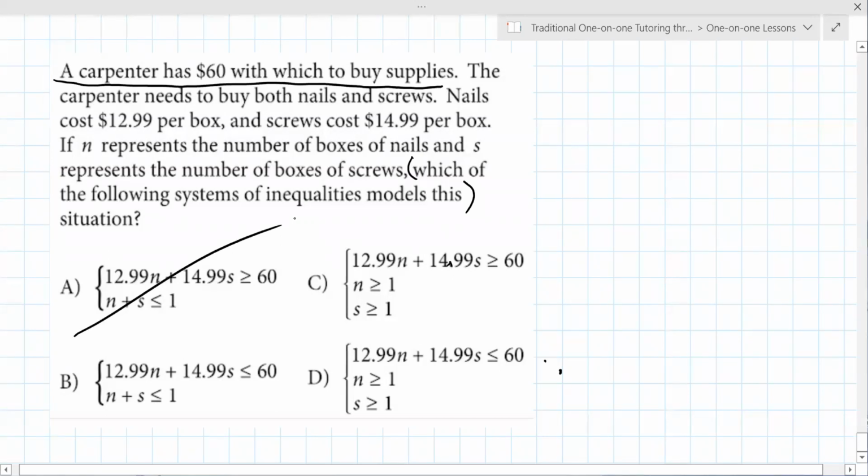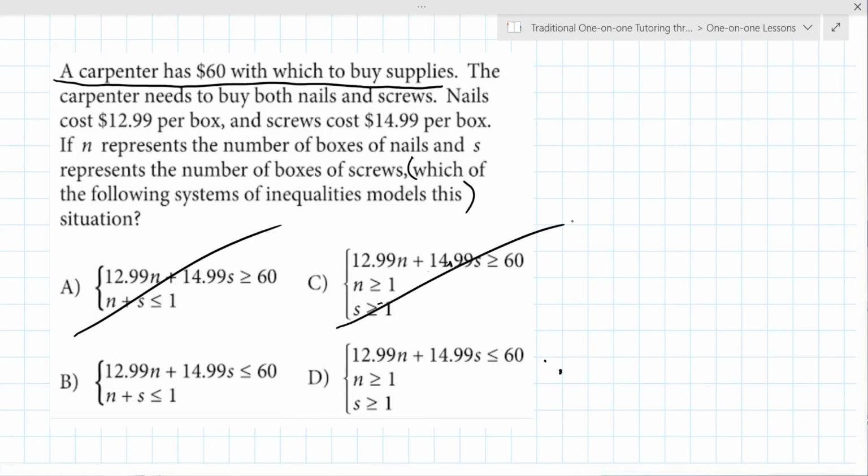Good. Okay. Now, why did you pick letter D? Sorry, and letter C is out. I apologize. What is it about D that's correct over B? Because it says he needs a box of screws and a box of nails. He needs to get both. And in D on the two bottoms, it says N and S at least one.